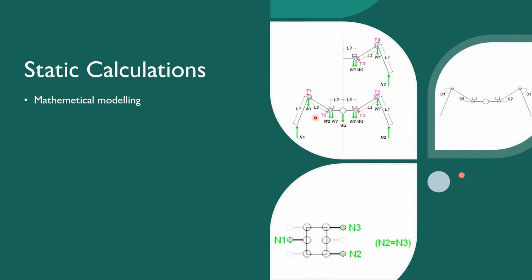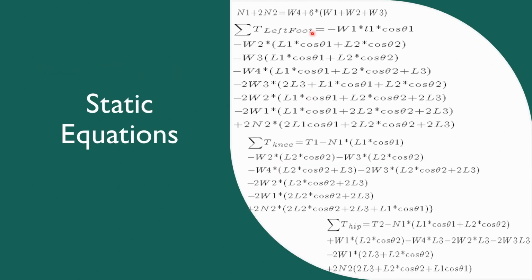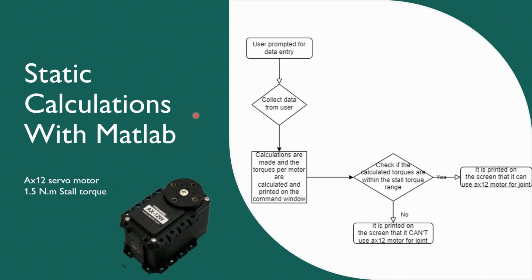These purple notations are torque values. W4 is the body weight and the other W's are motor weights. Leg weight is negligible. I wrote the moment equations for these points. I wrote all these torque equations about the 3 points I mentioned on the previous slide using the mathematical model. I imported the formulas to MATLAB for convenience.